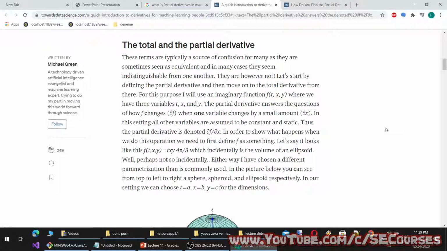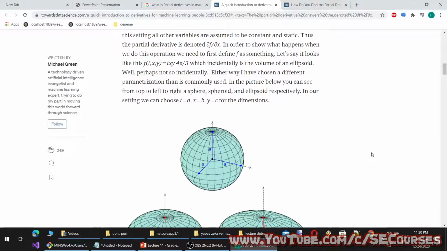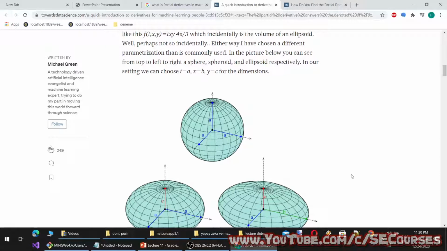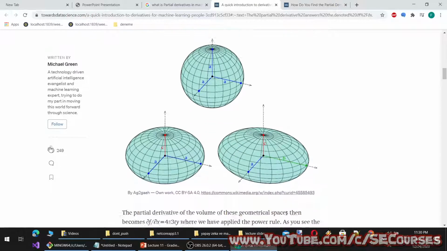In order to show what happens when we do this operation, we need to first define f as something. Let's say it looks like this: f(t, x, y) equals t x y times 4π/3, which incidentally is the volume of an ellipsoid. Well, perhaps not so incidentally. Either way, I have chosen a different parametrization than is commonly used. In the picture below, you can see from left to right a sphere, spheroid, and ellipsoid respectively. In our setting, we can choose t equals a, x equals b, y equals c for the dimensions.